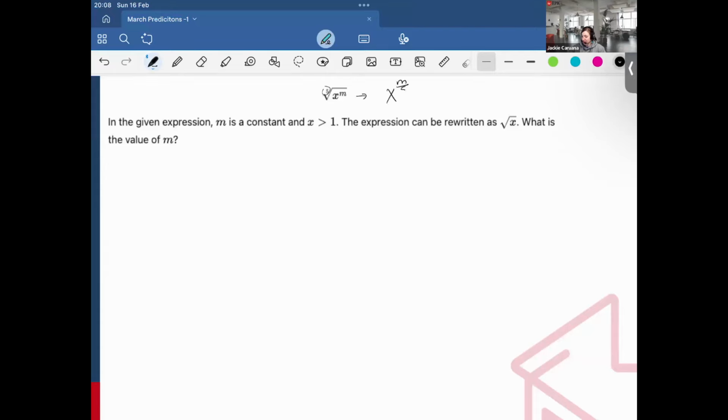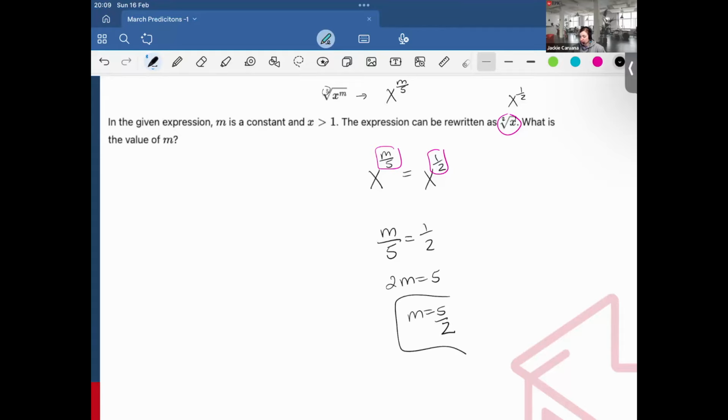So if this can be rewritten as this, now I have my bases the same. And now I can just set the exponents equal to each other. And then you'd have 2m is equal to 5 and m is equal to 5/2. Simple question, but you can see it's all about knowing your laws of exponents pretty solid. So make sure you know them.